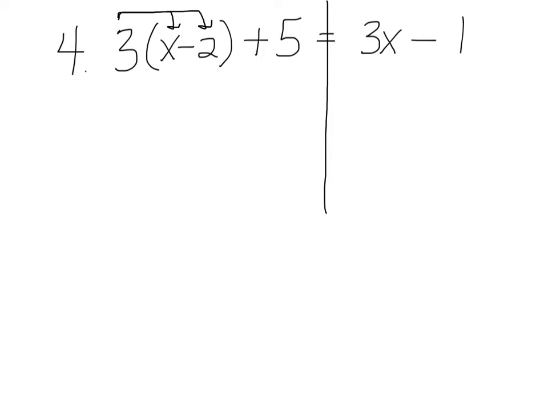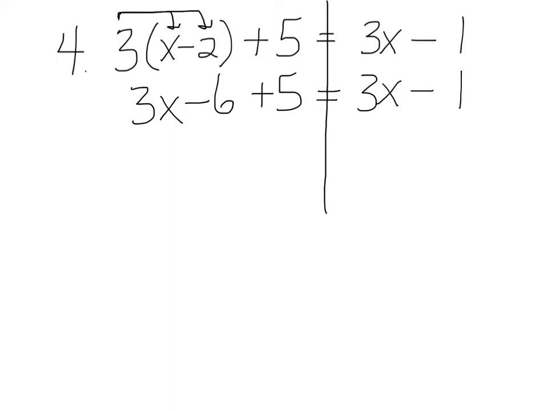So 3 times x is 3x. And if I take 3 times negative 2, I get negative 6. And then I still have the plus 5, and then I still have it equal to 3x minus 1. I need to combine some like terms on the left-hand side. I have a negative 6 and I have a positive 5. Those two numbers have opposite signs, so I need to subtract them. And if I take 6 minus 5, I get 1. It's going to be a negative 1 because 6 was the bigger number.